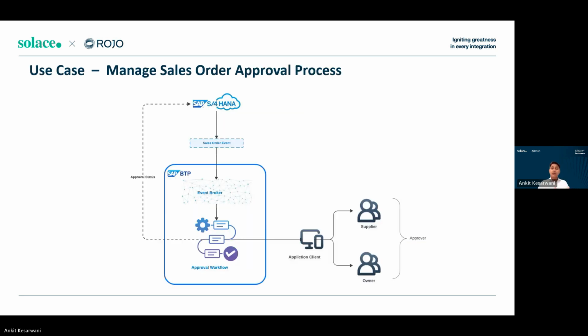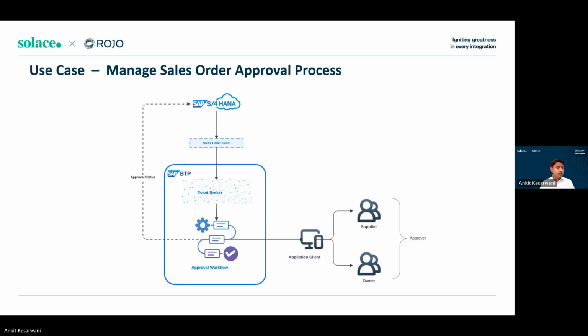Now, moving towards the use case. What we want to demo today, I would like to give an overview of how our demo would look and what it will consist of. So we have taken a use case, one of the use cases we have worked on, related to the sales order approval process. It's a very common requirement across customers, where a sales order is created in S/4HANA, and it has to go via multiple levels of approvals or one level of approval depending upon requirement.